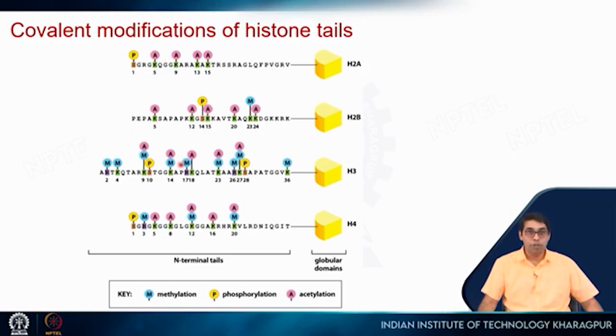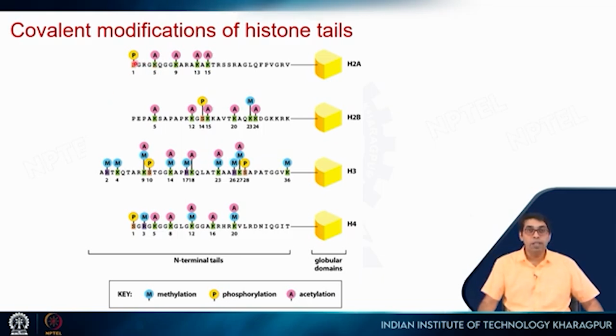For example, P is a phosphorylation. So, a phosphate group is added. We have already seen phosphorylation. We saw that kinase enzymes add phosphorylation. A is acetylation, M is methylation. So, there are again enzymes which will add these modifications on very specific amino acids on these histones, and there are enzymes which will remove them. Just like in case of phosphorylation, we saw that kinases will add the phosphate group and phosphatases will remove the phosphate group. Similarly, there are acetylation and deacetylation or methylation and demethylation that are done by different sets of enzymes.